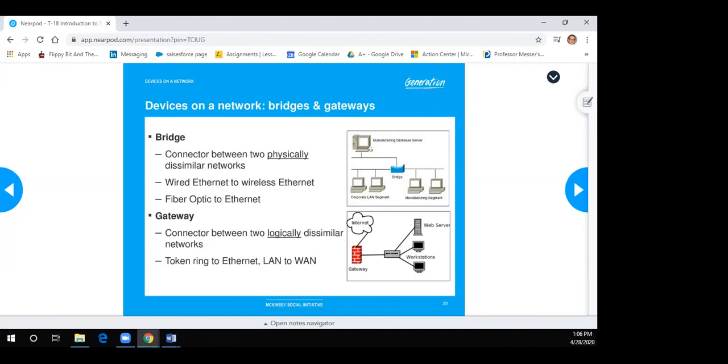Any other questions? So LAN to WAN would obviously be the gateway. What it means is instead of speaking in MAC addresses, it'll translate into IPs, for instance.